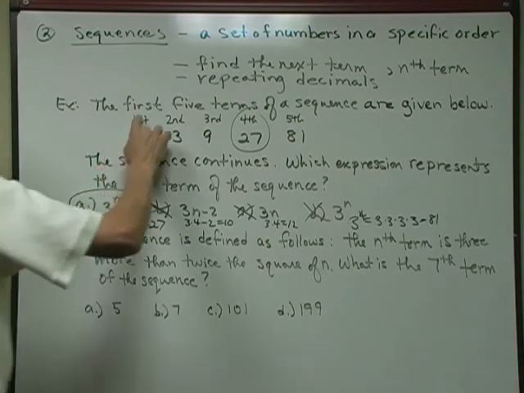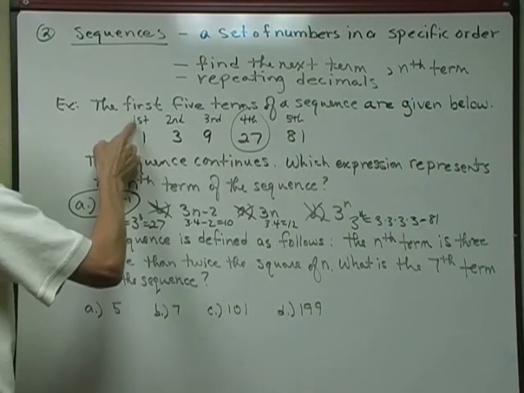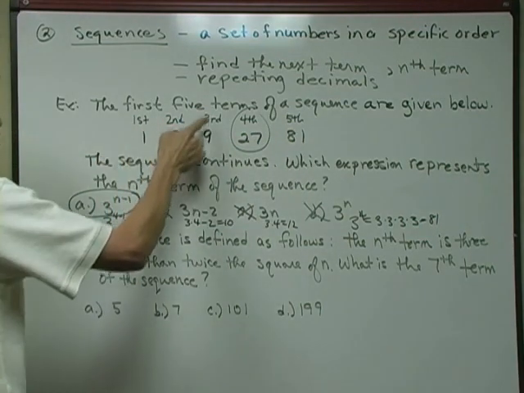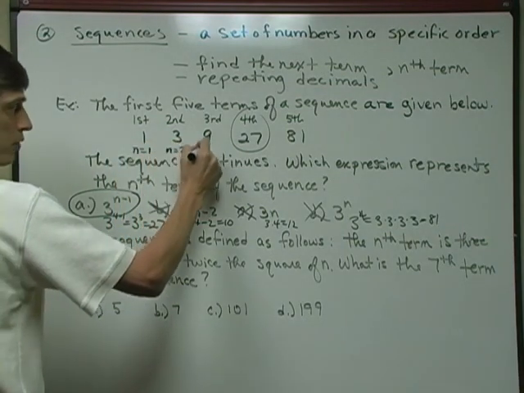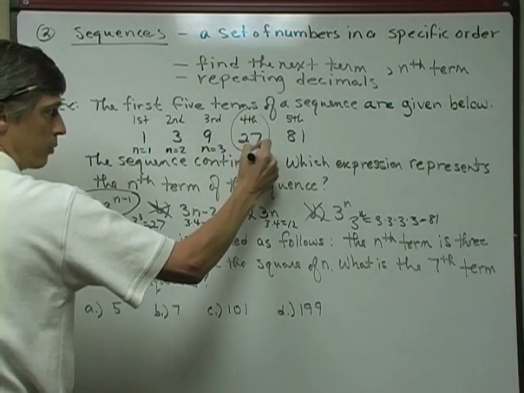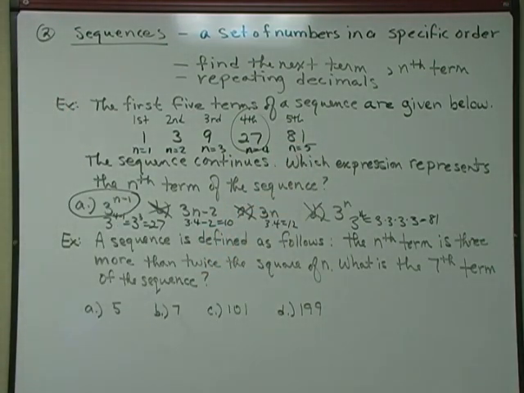I got that by making sure that I recognized each term that was written down: which one was my first term, which one was my second term, which was my third term. This is when n equals 1, this is when n equals 2, this is when n equals 3, this is when n equals 4, this is when n equals 5. That's a really good way to remember how to do a problem like this, is to set it up this way. Take the time to write this information in.